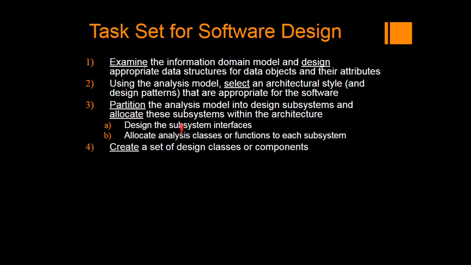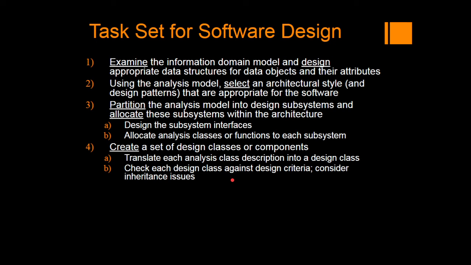Then design the subsystem interface and allocate analysis classes or functions to each subsystem. What these two points mean is, once they define the subsystem or a module of the particular software, they are going to allocate the analysis classes or the functions. That means what each subsystem is going to do and how it is going to communicate with the other subsystems, which is called an interface. In the next step, create a set of design classes or components, and translate each analysis class description into a design class.